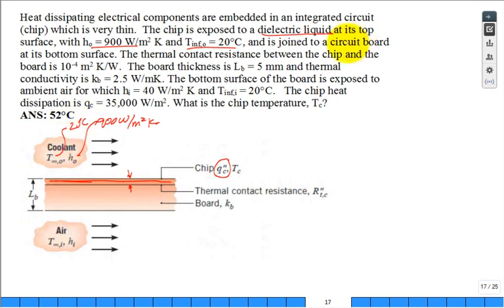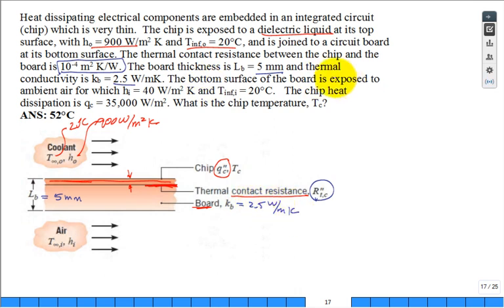It's joined to the circuit board by this board on the bottom, but it has a thermal contact resistance between the chip and the board. Aha, there's our little new piece of information there. Here's the value of it. Looks reasonable, 10 to the minus 4 meters squared Kelvin per watt. The board has a thickness, L sub B, of 5 millimeters, right here. And a thermal conductivity, k sub B, of 2.5 watts per meter Kelvin.